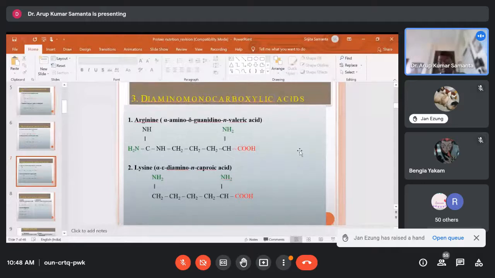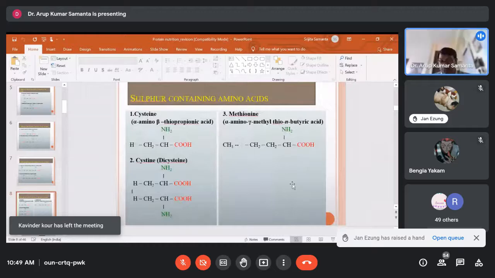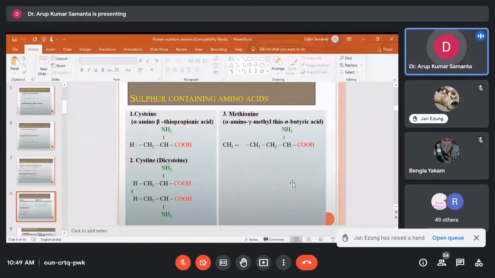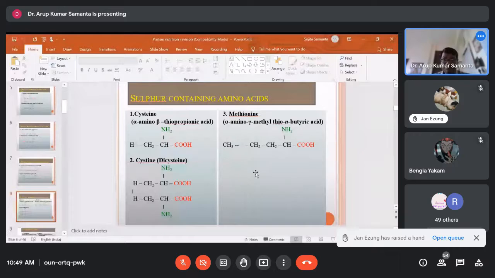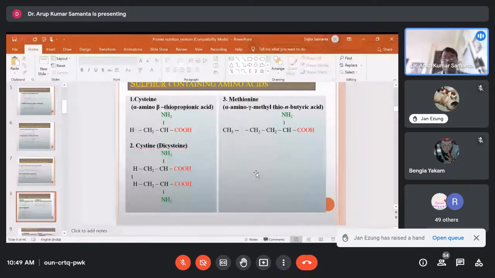So the basic amino acids are the three: arginine, histidine, and lysine. Aspartic acid and glutamic acid are the acidic amino acids. Then the sulfur containing amino acids, which are known to you: cysteine and methionine. Two molecules of cysteine can combine together to produce cystine. All these are sulfur containing amino acids. Then the aromatic amino acids: phenylalanine and tyrosine.